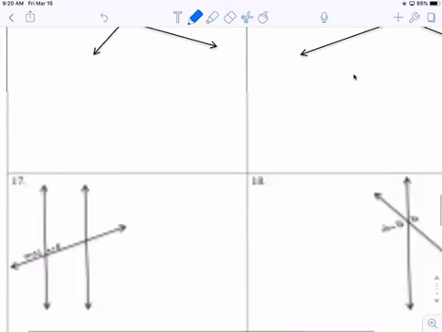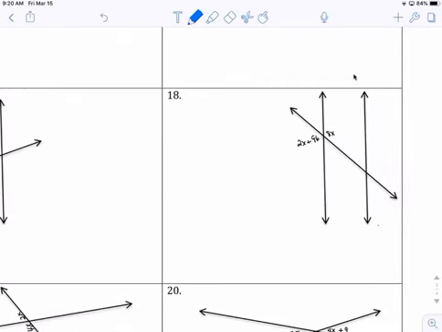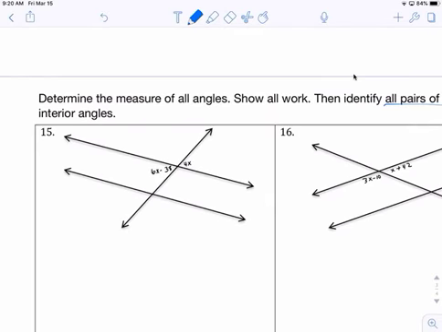Okay, I'll go ahead and do the last page, which is what I did not do on here in class. List all pairs of alternate interior angles. Determine measurement of all angles. We did that in class.